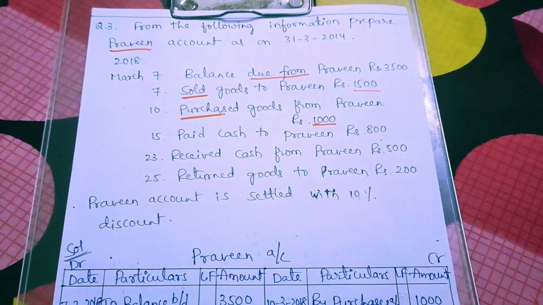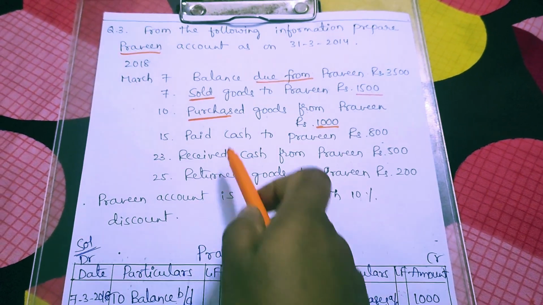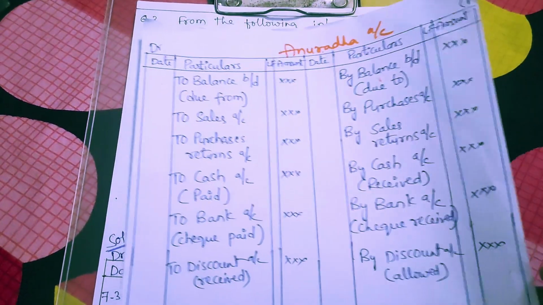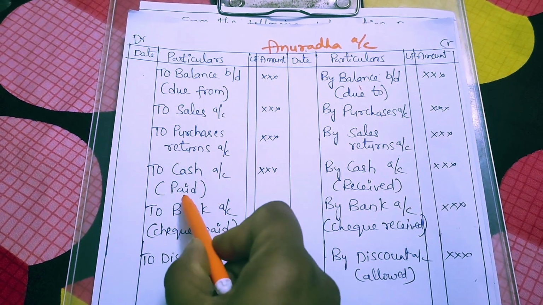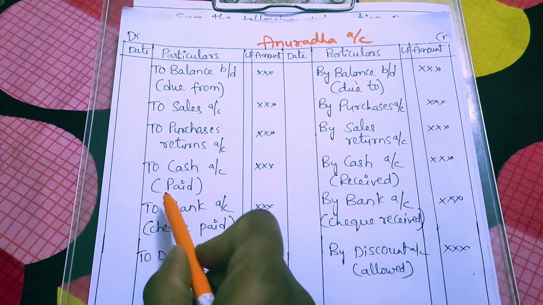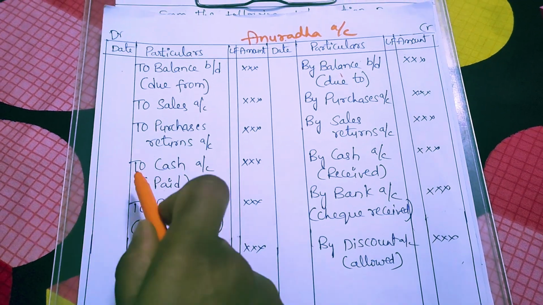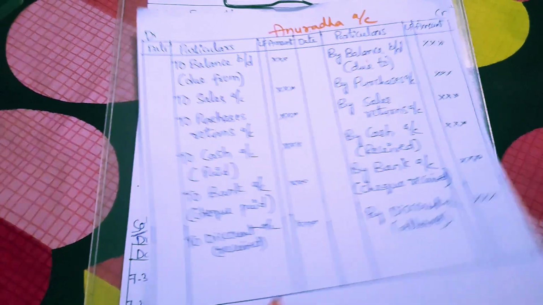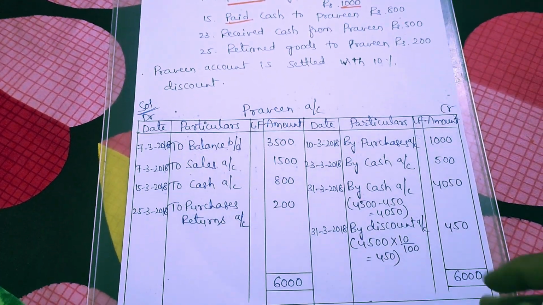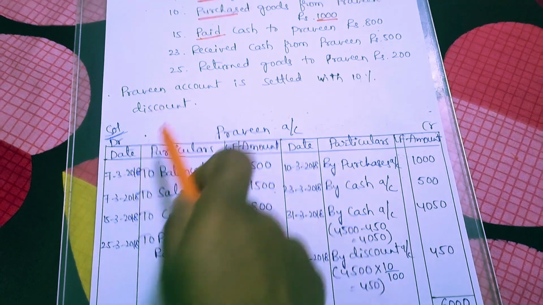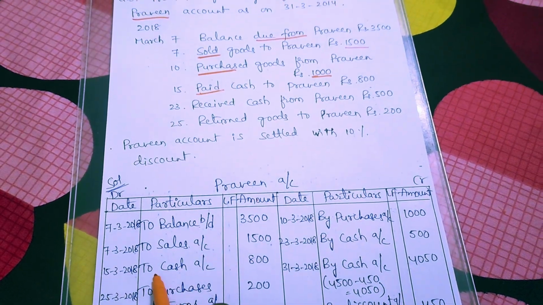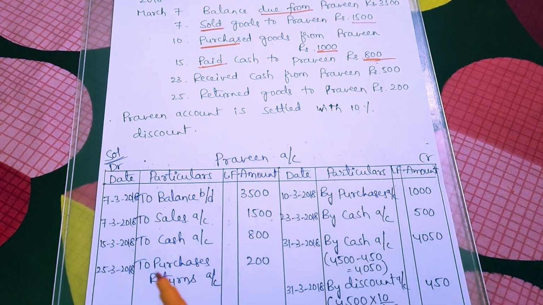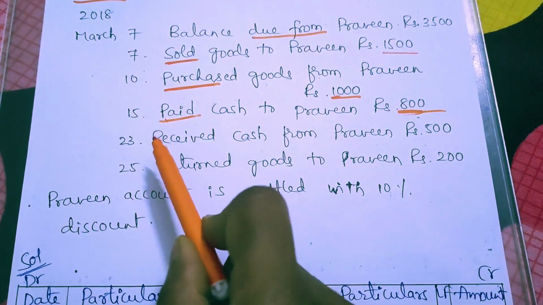15th date, paid cash to Praveen. Paid. Follow the format. Paid cash. So which side we have to write? Debit side. Okay, so to cash account we should record. Let us write in our solution also. To cash account, 15th date, to cash account 800. Okay. Let us see next one.